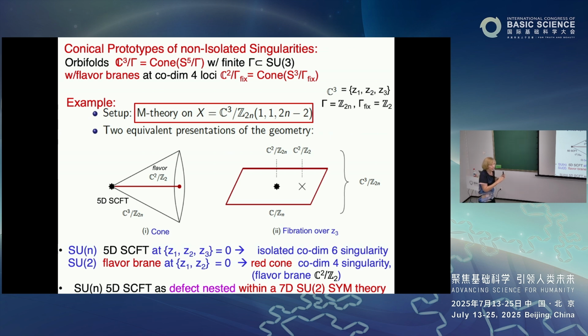And this is a perfect prototype of nested quantum field theory. Namely, what we have is a lower dimensional SU(N) 5-dimensional SCFT, as a defect that is now nested into 7-dimensional SU(2) super Yang-Mills theory associated with this non-compact cycle wrapped by flavor branes and forming this bigger quantum field theory. So that's precisely an example of this defect inside the bigger field theory. Okay, so there's a natural notion now to build out of that the corresponding SymTFT.